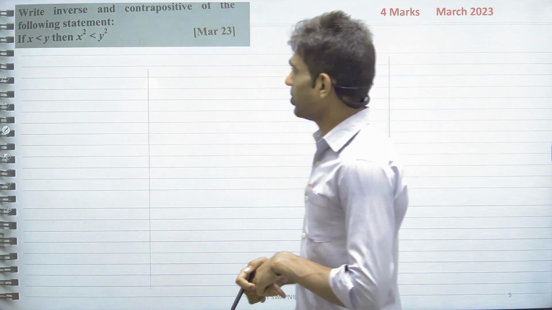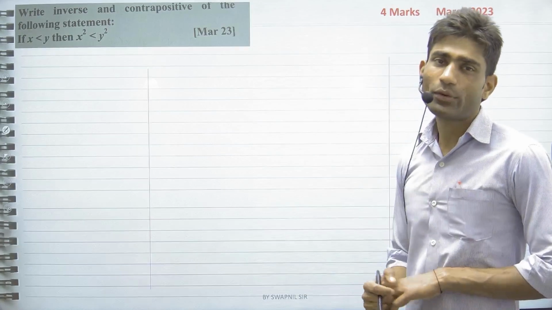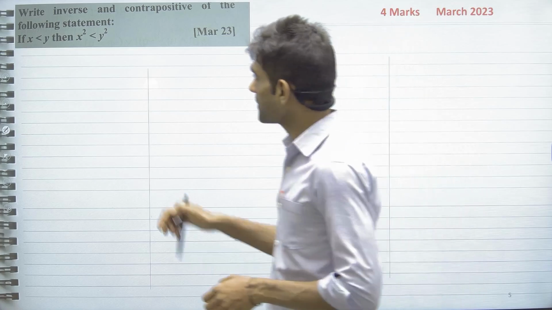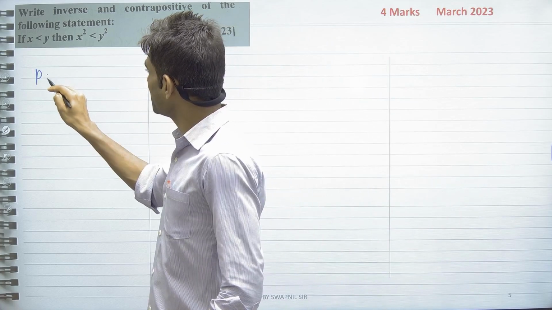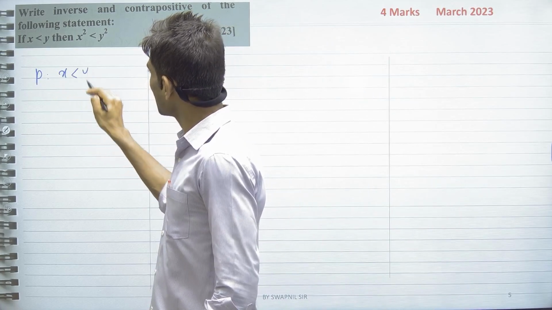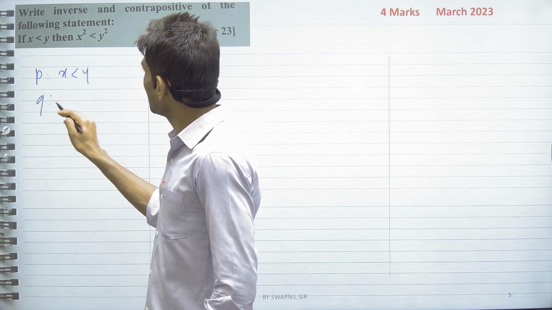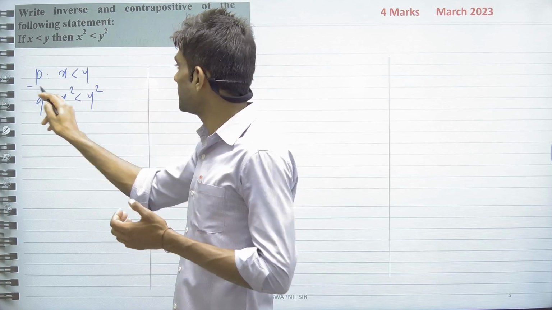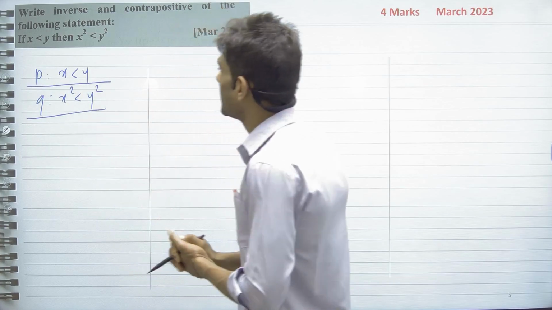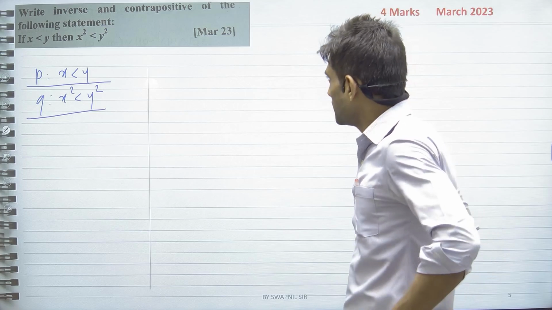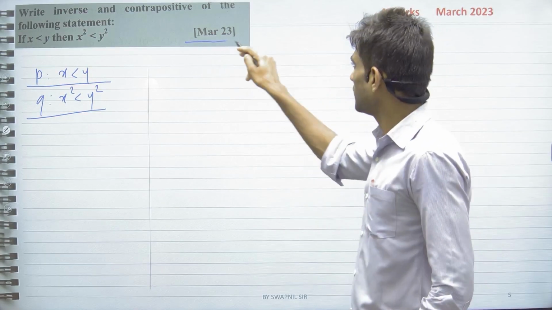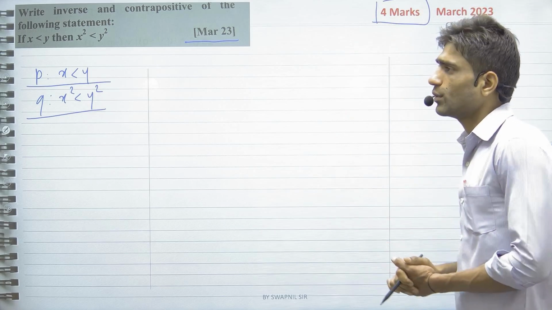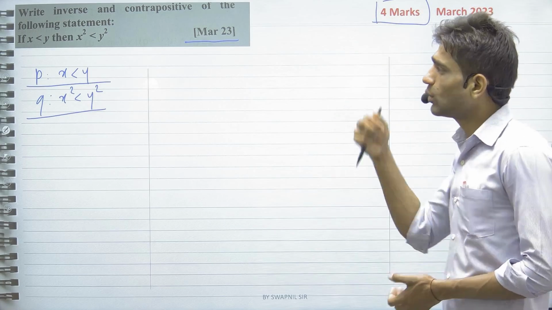Okay, now here instead of a statement we have been given symbolic form. So here we have to consider the symbolic form first. That means consider statement P: x strictly less than y, and statement Q: x square strictly less than y square. We have two different statements here. The question was asked in the March 2023 board exam for 4 marks. So see how easy the questions are that are coming.